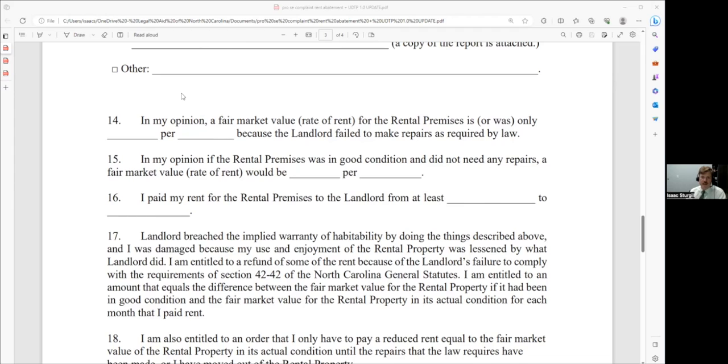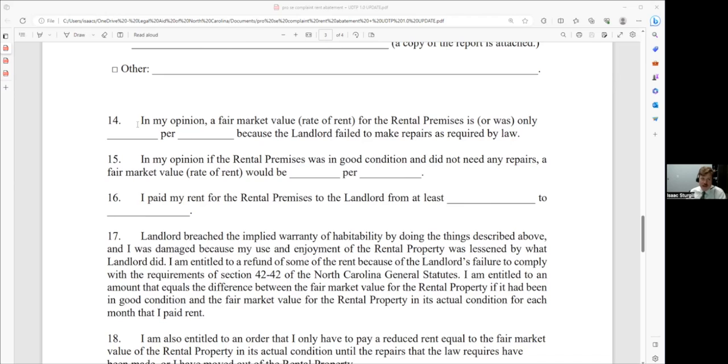So in here, on 15, in my opinion, if the rental premises was in good condition and did not need any repairs, a fair rate of rent would be, I would probably say what I agreed to pay for in the lease, right? $1,200 a month. But if you think it actually would be worth more than that, you can give your opinion. You can make the number more than that. But again, that's the property in good condition.